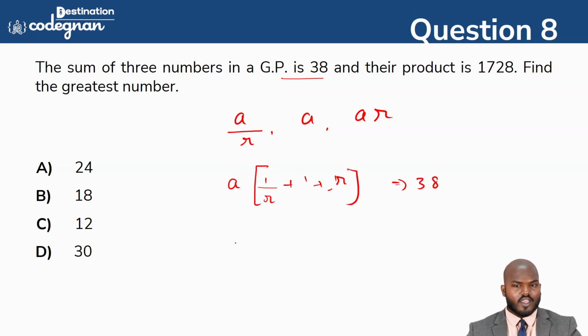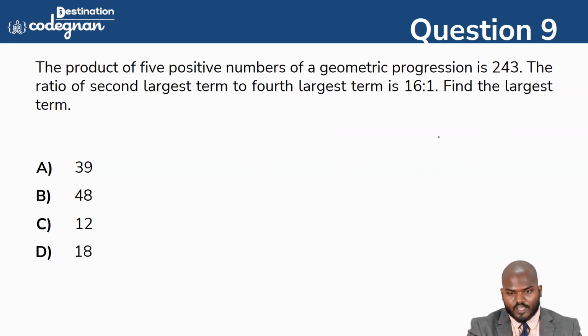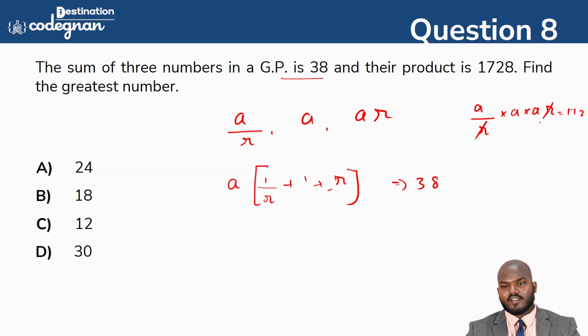And going to the next one, guys, you see this one, the product of the three terms, we can call it 1728. So if I make the product like this, A by R times A and times AR, we can call it 1728. I'm sorry, so R and R get cancelled here. And if you solve this one, it will say that A cube is equal to 1728.